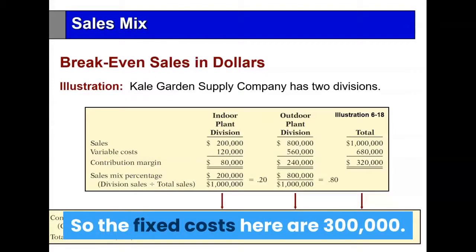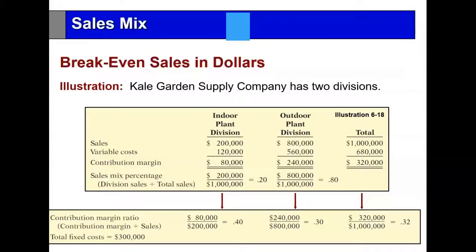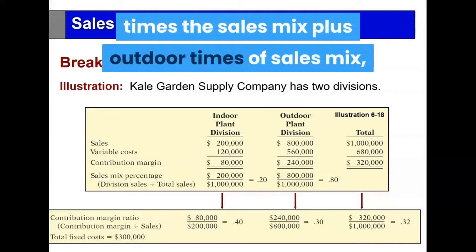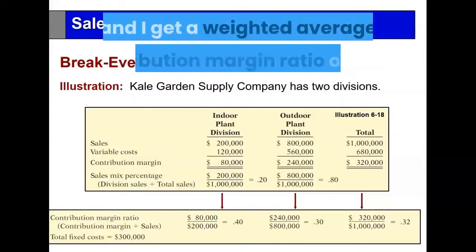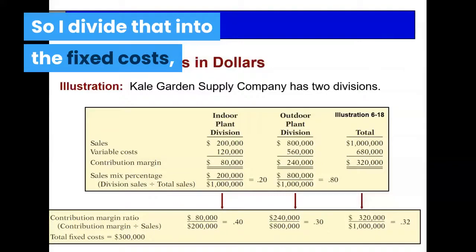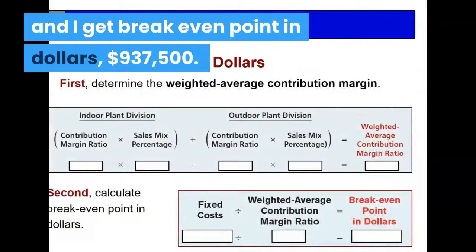Now I have to take the contribution margin and turn it into the ratio. So I get the contribution margin ratio for the indoor plant division. That is 80 divided by 200,000, or 40%. Now for the outdoor, it's 240 divided by 800,000, or 30%. So weighted together, they're 32%. Now the fixed costs, as I said before, are common to both. So the fixed costs here are 300,000.